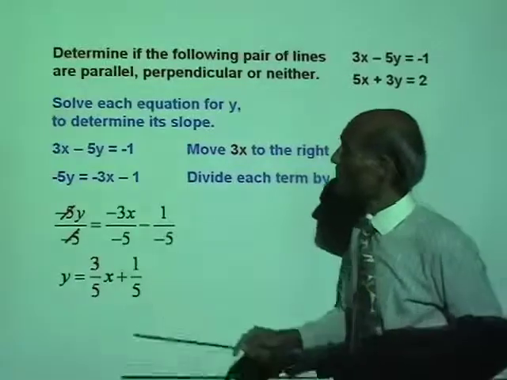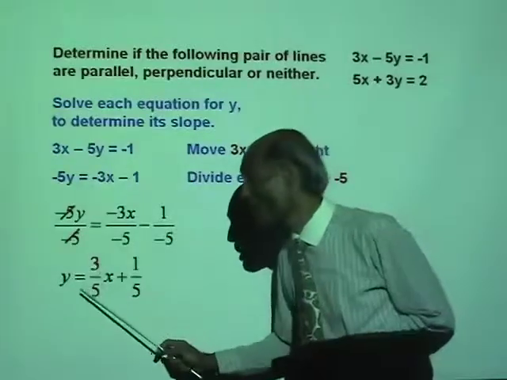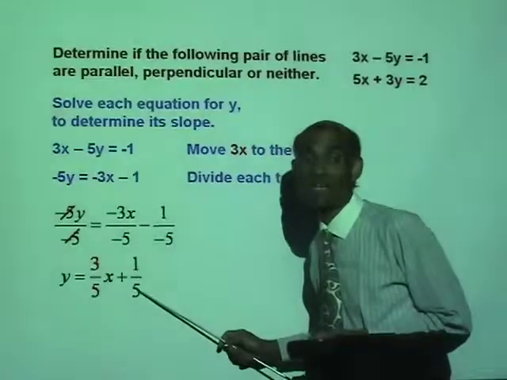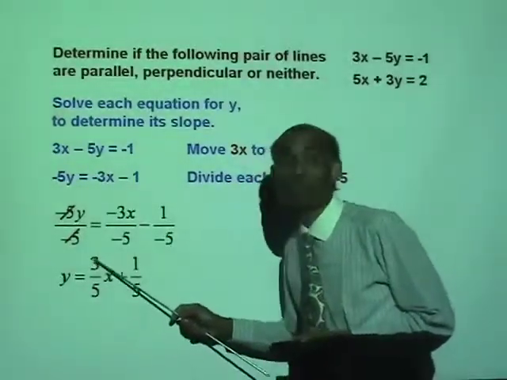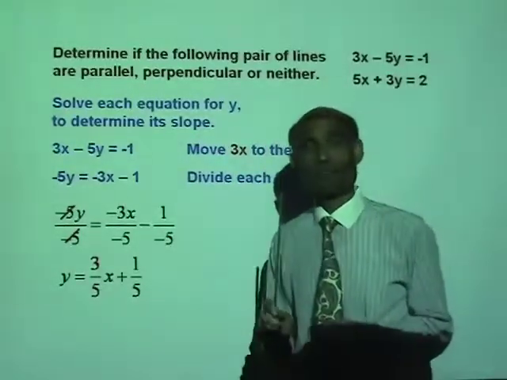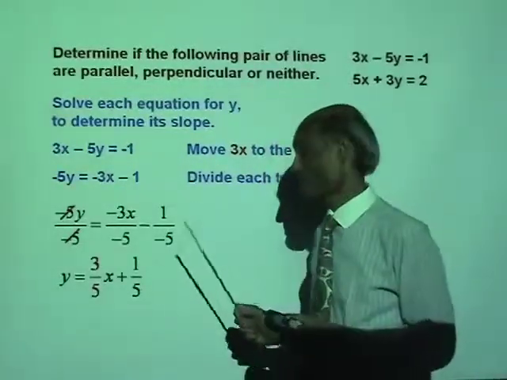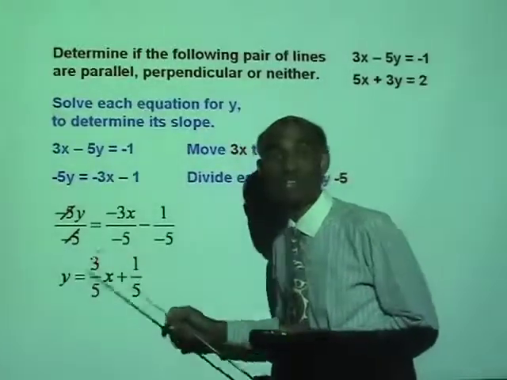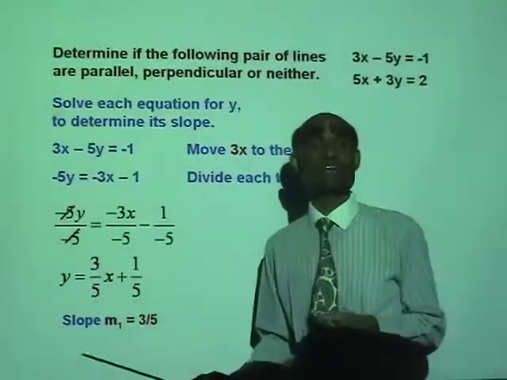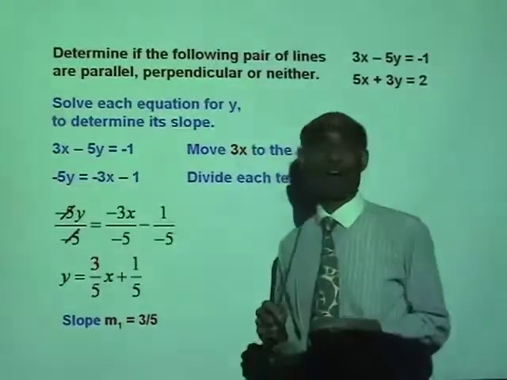Alright. What is the slope of the graph of this equation? This is now of the form y equal to mx plus b. This is the m, the slope, 3/5. This is b. What does b tell you? B tells you where on the y-axis will the graph cut. Alright, we are only interested in the slope. So let's take that value and write m1 equal to 3 over 5. The slope of the first line is 3 over 5.